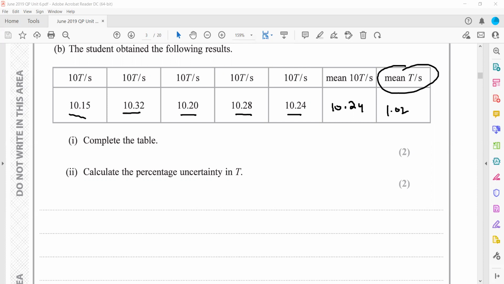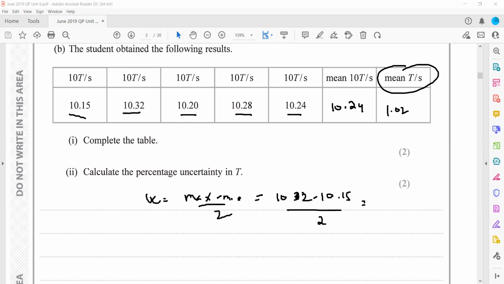So whenever group data is there, the formula for uncertainty is equal to maximum minus minimum divided by 2. The maximum value in the group data is 10.32, minus the minimum value, 10.15, divided by 2. So this will give us the uncertainty in the measurement.